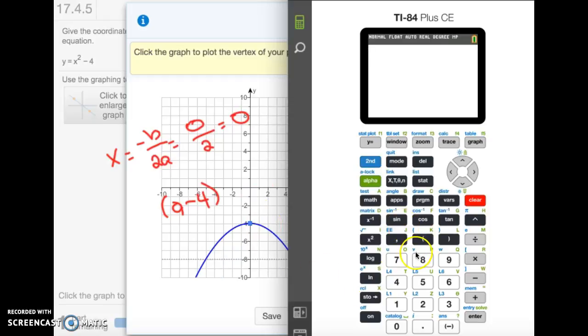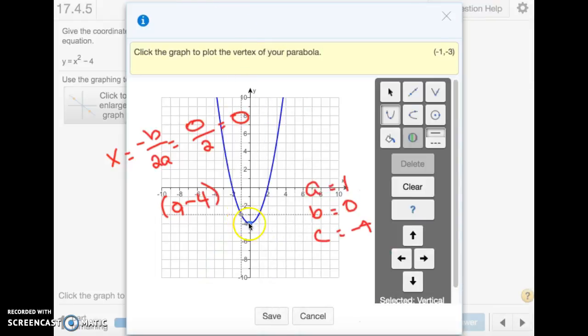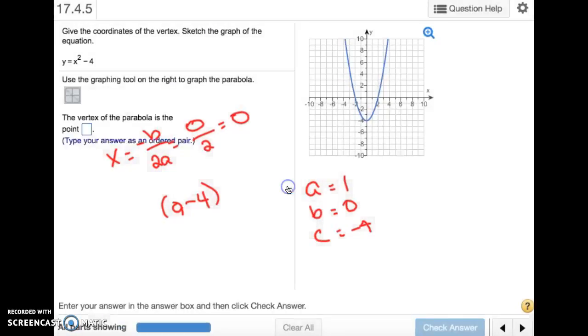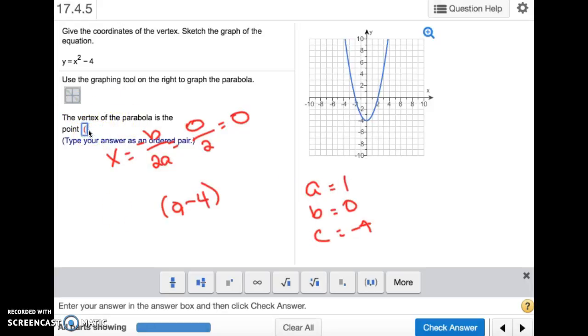So I'm going to plug 1 into the equation. So 1 squared minus 4. And I get a value of negative 3. So I'm going to plot 1, negative 3, which is right there. I'm going to save the graph, and then I'm going to check my answer. Okay. Then it asks me to enter the vertex. So that's going to be the 0, negative 4.